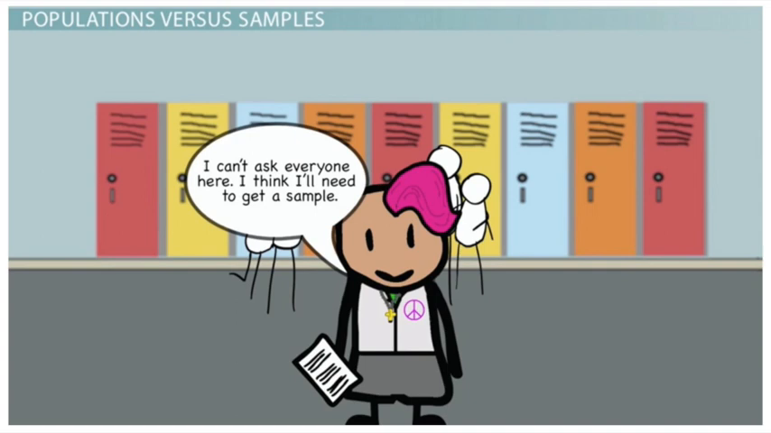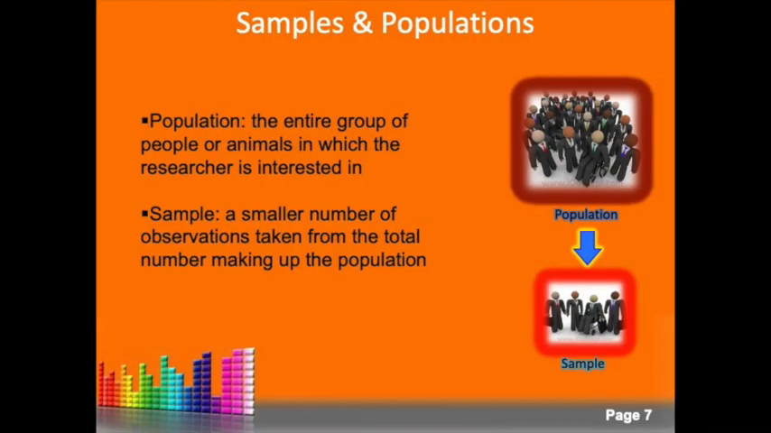We can't force them. People are not of age to participate. They're babies. They can't talk. They're in comas. They're overseas. They don't have a phone, and that's how we're conducting our research. There's all different reasons that not everyone can participate in research, and so instead we have to take a sample, a smaller number of observations, or a smaller number of people from the total number of the population.